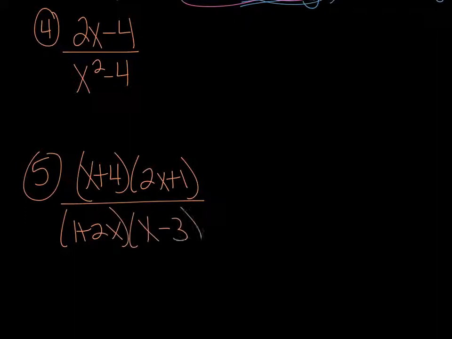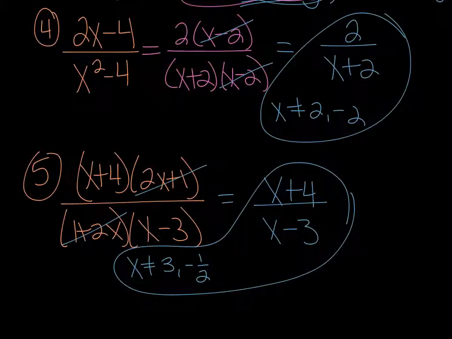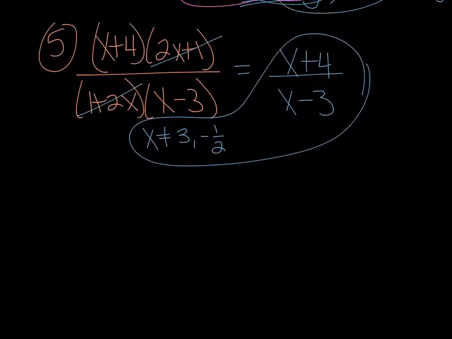Okay, so hopefully for number 4 we got 2 over x plus 2. X cannot be 2, x cannot be negative 2 for the second one. And we have x plus 4 over x minus 3, and x cannot be 3 or negative 1/2. Any questions over either one of those? Okay, we're going to do the last 2 together because they're just a little bit different.